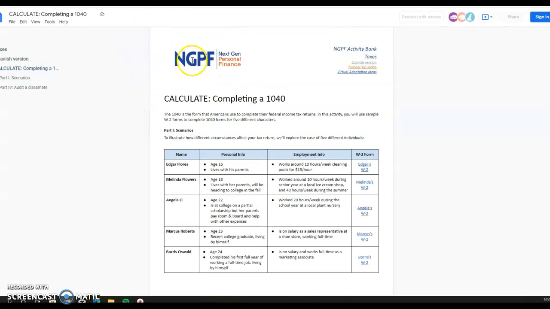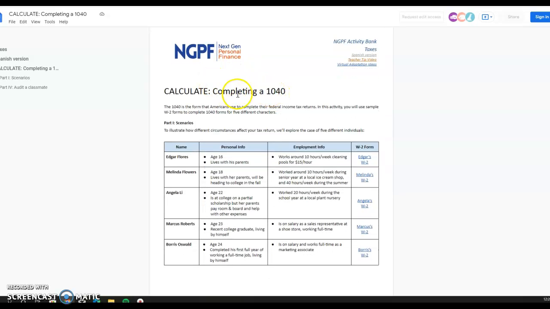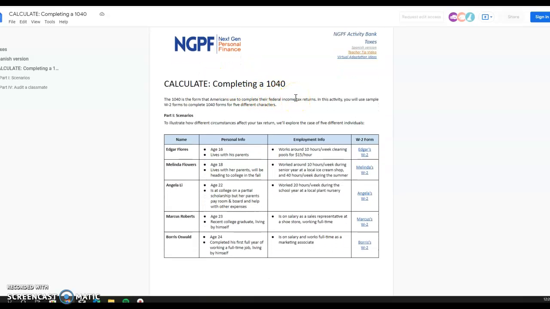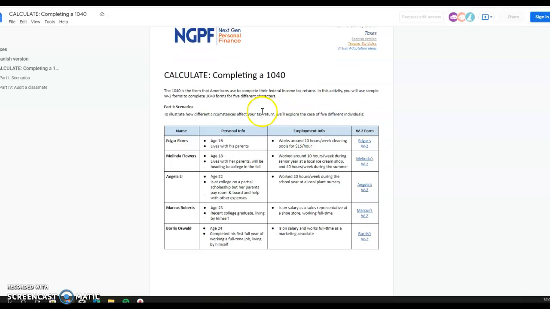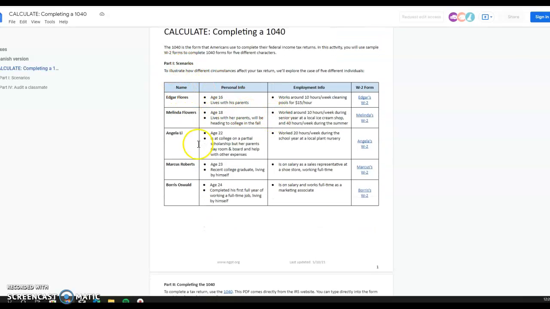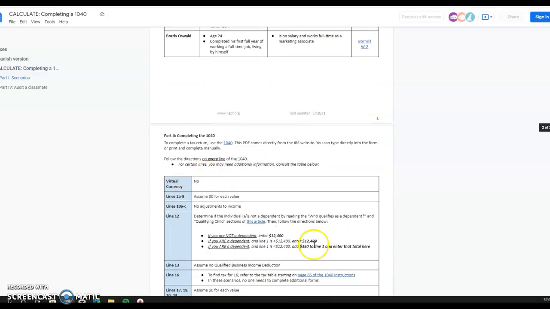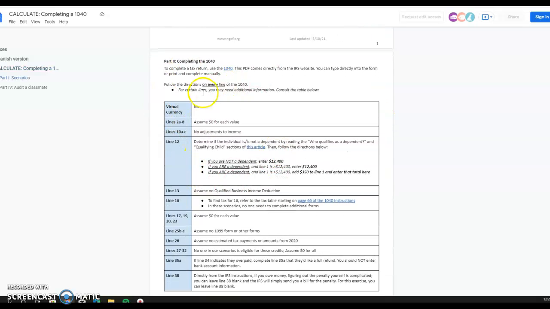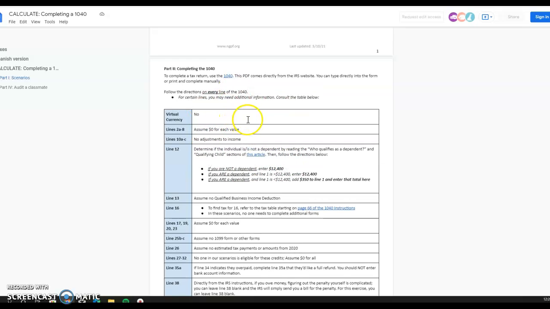It's going to take me to Next Gen Personal Finance on how to complete a 1040. A 1040 is a tax form most Americans use to fill out their federal income tax. You have to have your federal income tax filled out by April 15th of the next year. Okay, part 1 is scenarios. This is the information that you will need to be able to complete the 1040 form. This down here is the information that you can use to fill out the 1040 form.